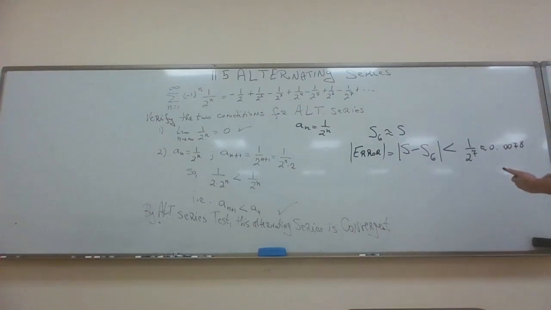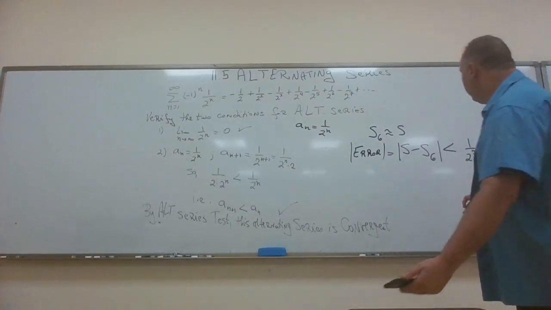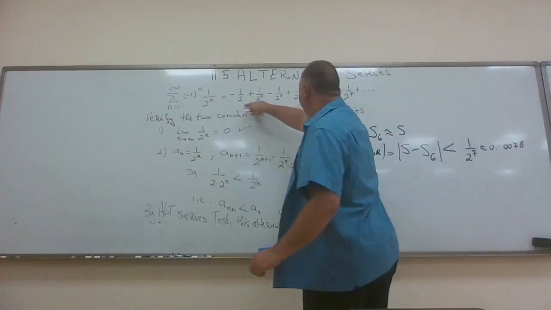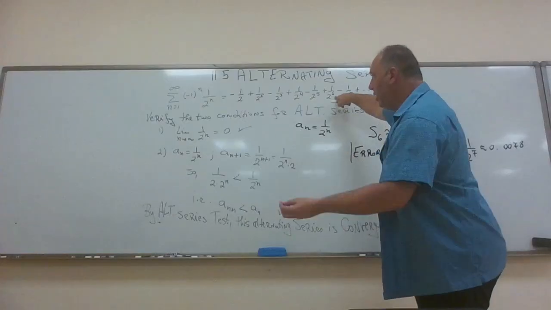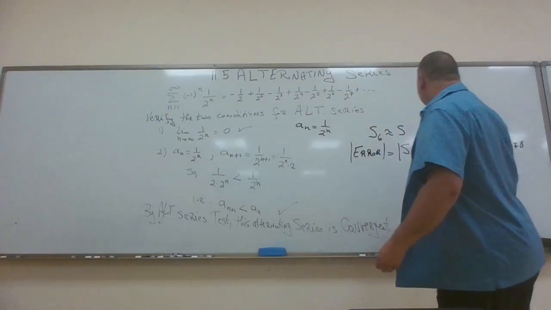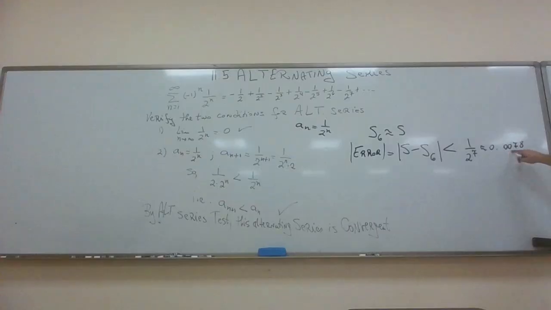So I have 2 digits that are correct. If I add these 6 terms here, I'll get an approximation for the total sum, and that approximation will have at least 2 digits that are correct. So that's one question.